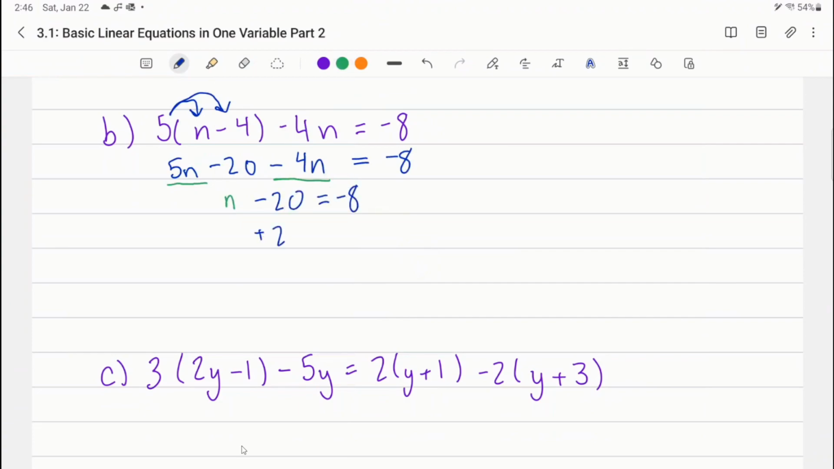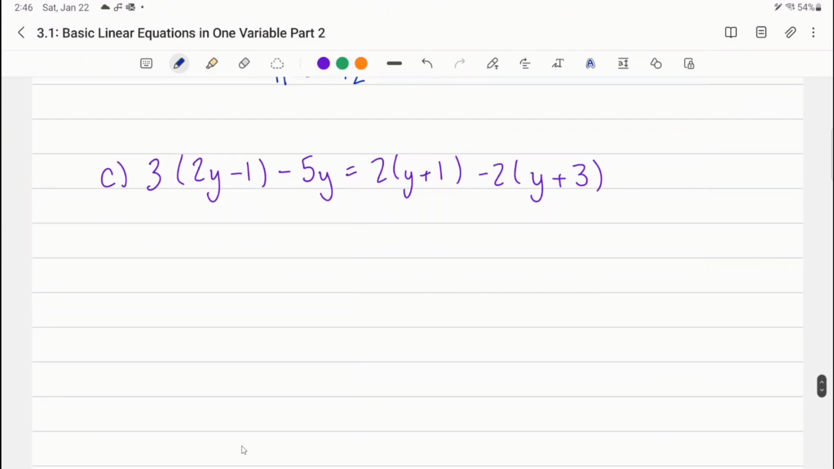And then we add 20 to both sides. The negative 20 and 20 cancel out, and we're left with n equals negative 8 plus 20. Since they're different signs, I need to subtract them. But I need to go the larger number minus the smaller number. So 20 minus 8. I borrow the 1. 10 minus 8 is 2. 1. So we get 12. And since the 20 was larger and it was positive, our answer will be positive as well. So n equals 12.